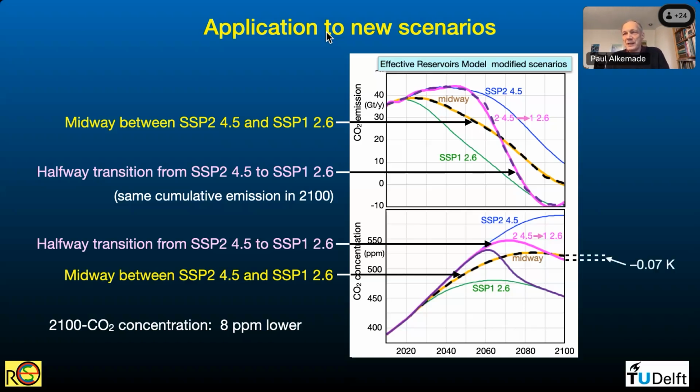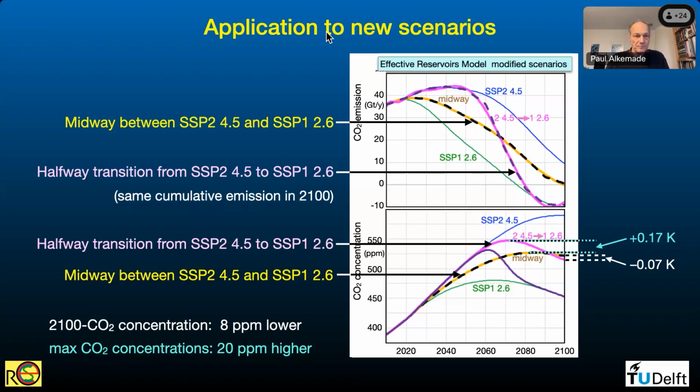When you transfer that into temperature, it would be 0.07 of a Kelvin lower with the transition scenario, but the peak temperature, around 2070, is about 0.17 Kelvin higher.